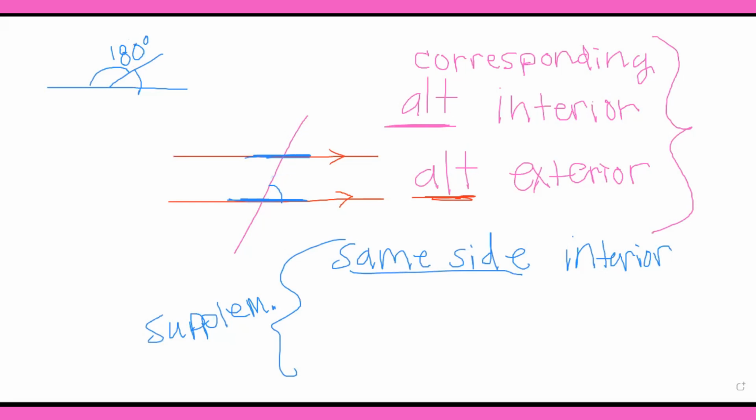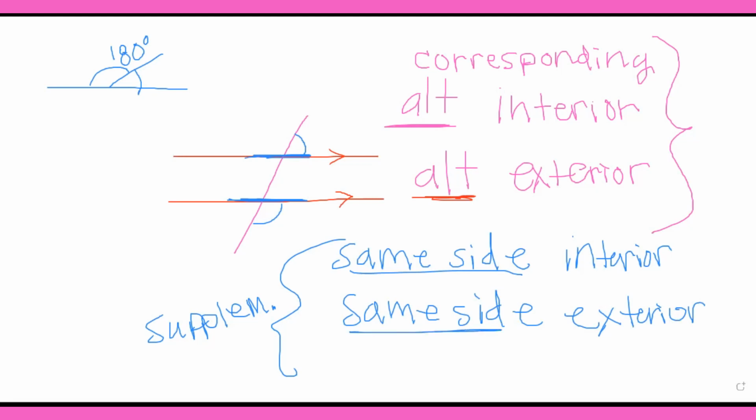We could also say same side exterior. So same side, again, the first set describes what side of the transversal we're on, and then the last word in this case describes where we are in relation to the two lines. So we are on the outside or exterior of those two lines. So these two would be supplementary because they are on the same side. So same side exterior are also supplementary.